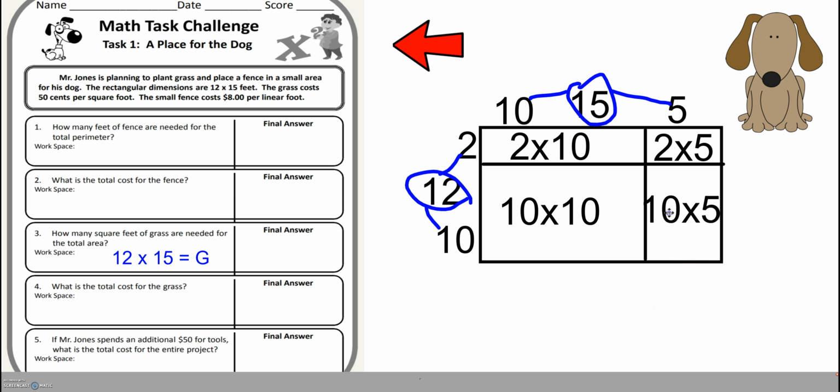So using the break apart strategy, I can figure out the square feet of grass needed by doing 12 times 15, but I made it easier for myself by breaking it apart. Now, if I do 2 times 10, 10 times 10, 2 times 5, and 10 times 5, and add all those together, I will have my area in square feet.